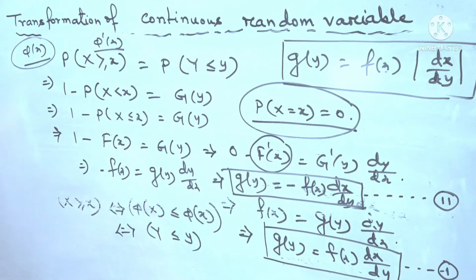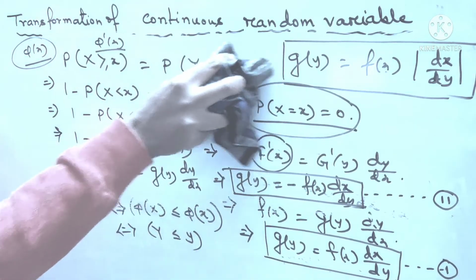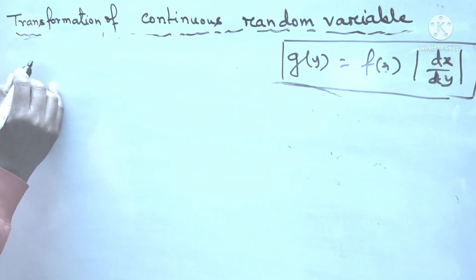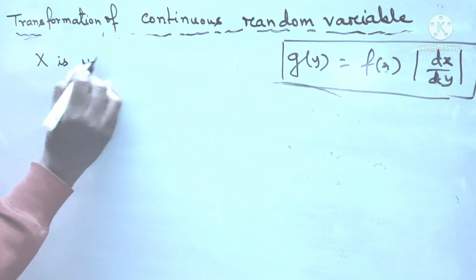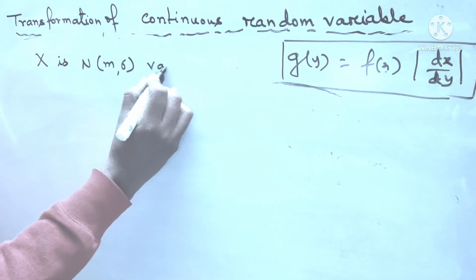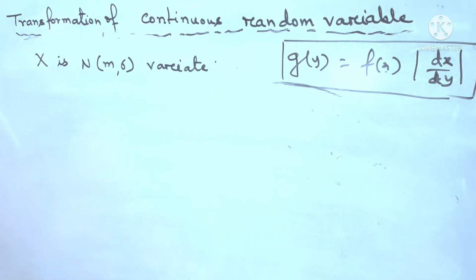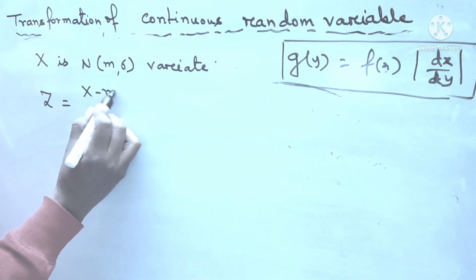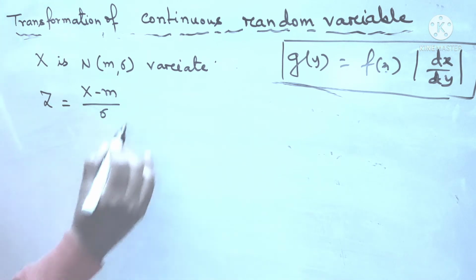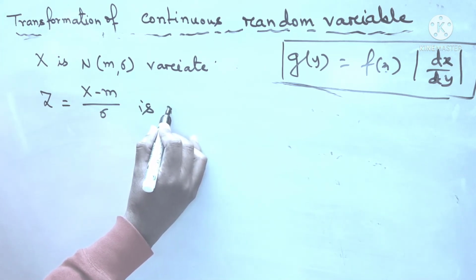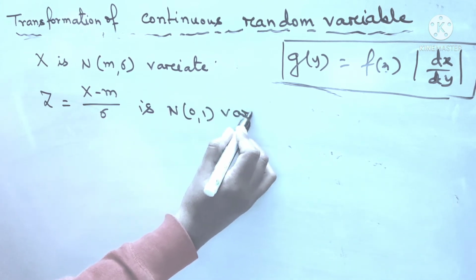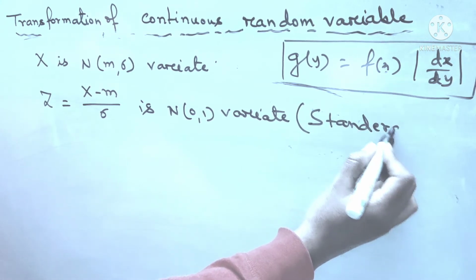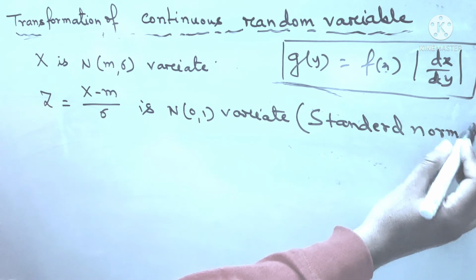Now, using this formula, we take an example, a very important example. Let X be normal(m, sigma). Then Z, which is equal to (X minus m) by sigma, is normal(0, 1). This is standard normal.